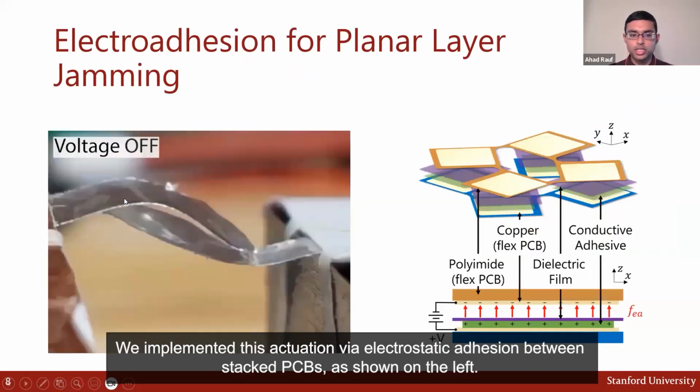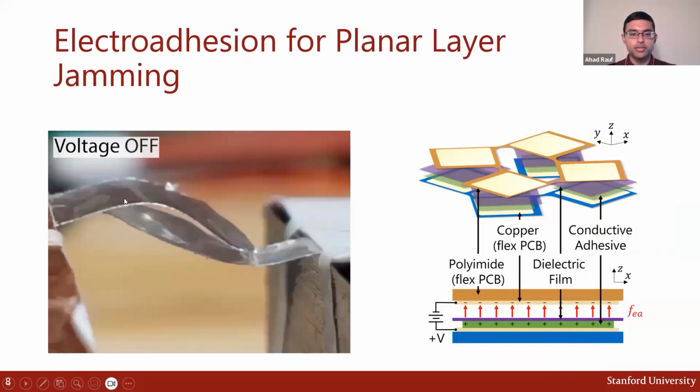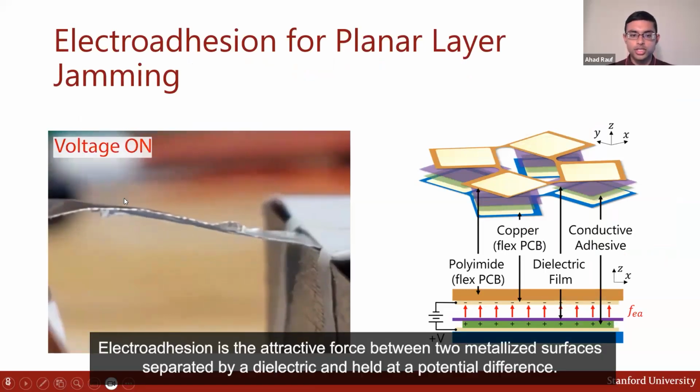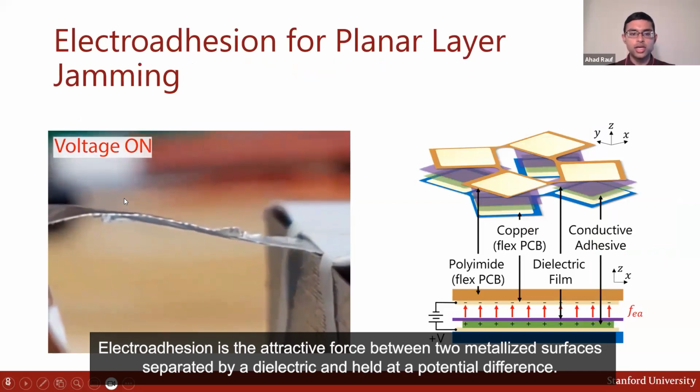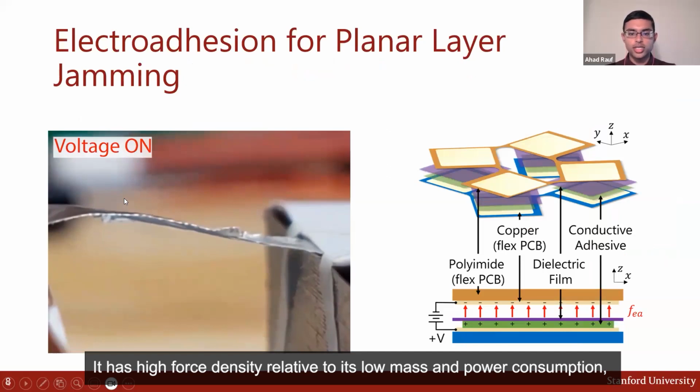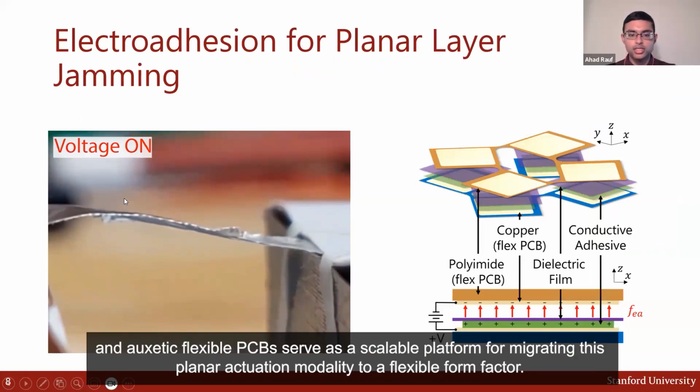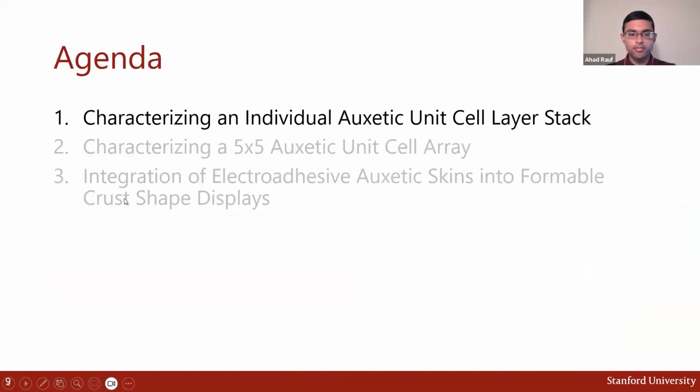We implemented this actuation via electrostatic adhesion between stacked PCBs, as shown on the left. Electroadhesion is the attractive force between two metallized surfaces separated by a dielectric and held at a potential difference. It has high force density relative to its low mass and power consumption, and auxetic flexible PCBs serve as a scalable platform for migrating this planar actuation modality to a flexible form factor.